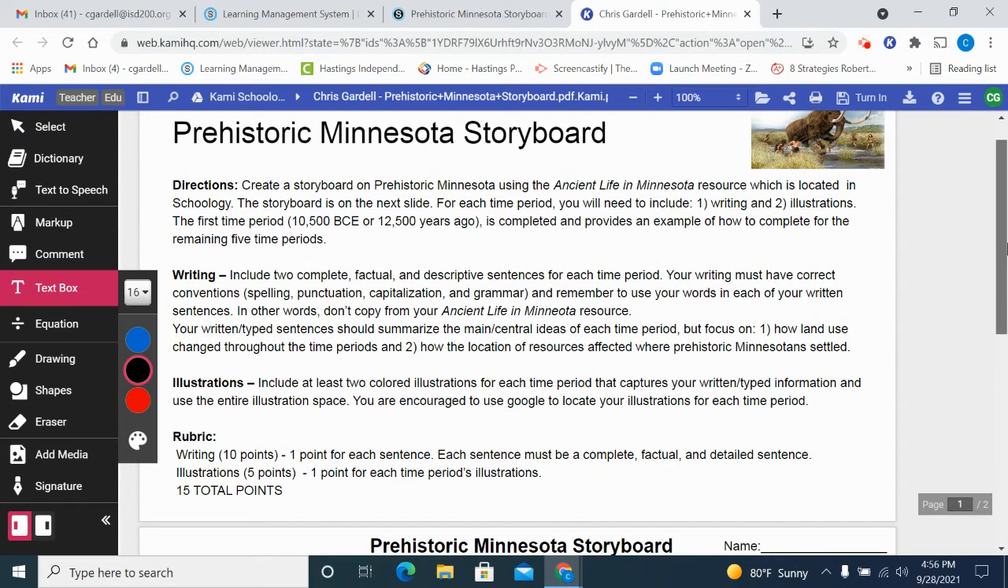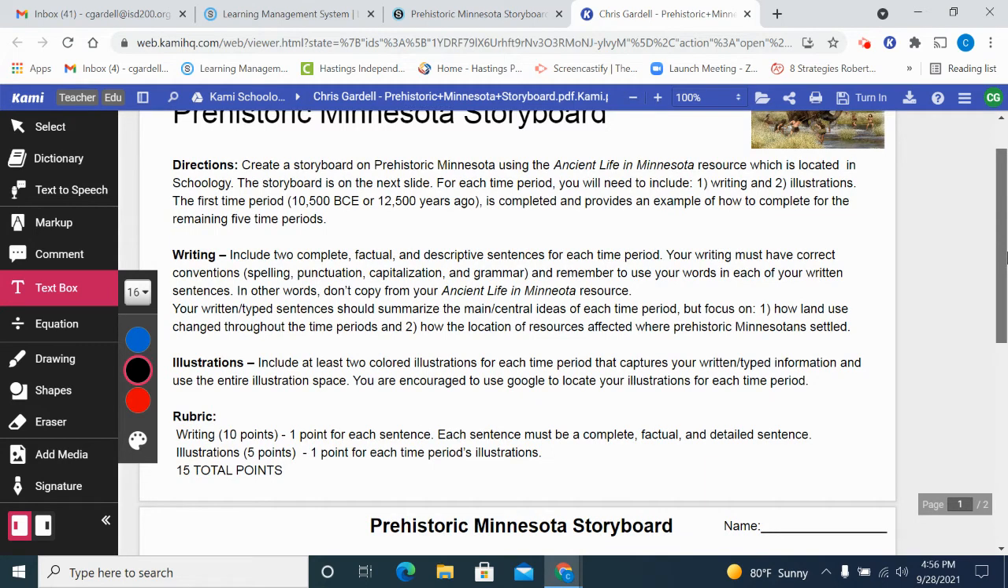Your written sentences should summarize the main or central ideas of each time period and focus on the following: 1, how land use changed throughout the time periods, and 2, how the location of resources affected where prehistoric Minnesotans settled. In other words, focus on those areas, and when you refer back to your resource, Ancient Life in Minnesota, really pick out the words that you can visually see. If one of the words, for example, is a mammoth roaming the lands of Minnesota, that probably is something important, and you want to pull that out and include it in one of the 2 sentences that you're going to write for each time period.